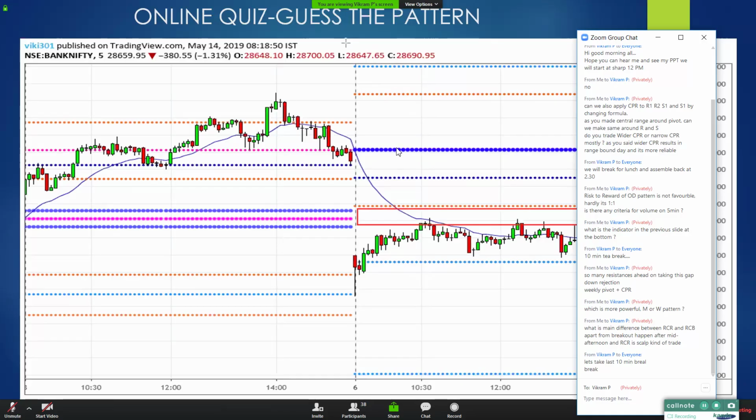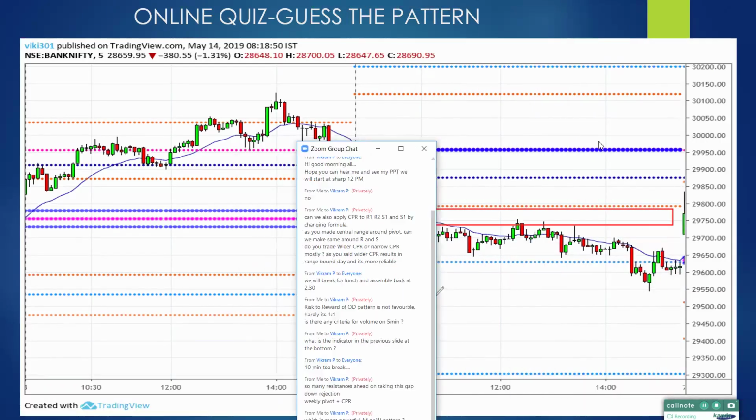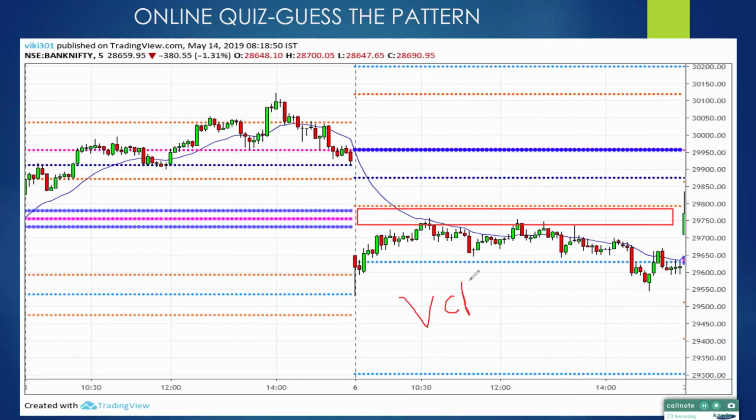Okay, so most of you are correct. It was a correct guess. That pattern here is Virgin CPR reversal, right? This is the Virgin CPR of previous day. Market opened below the Virgin CPR and started going up.